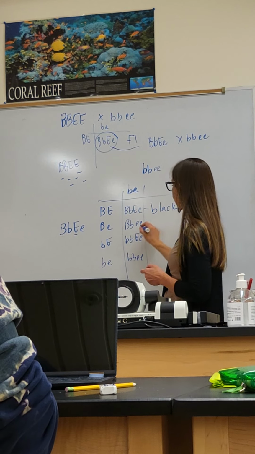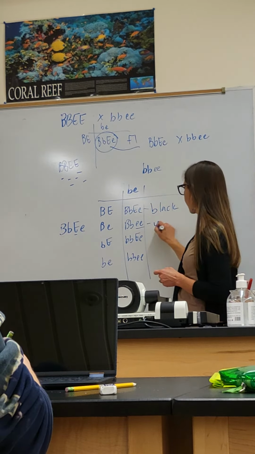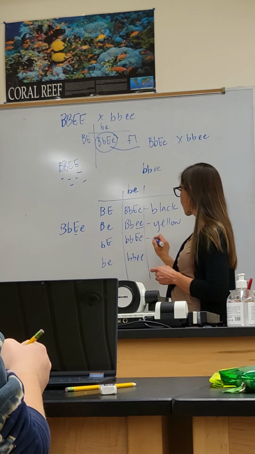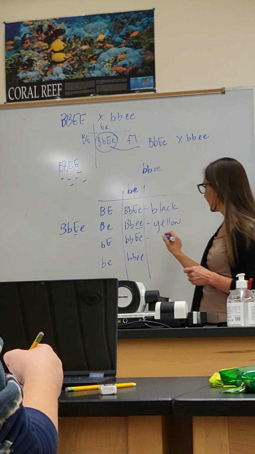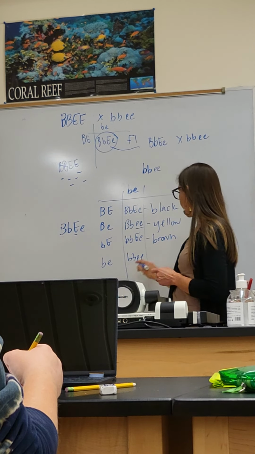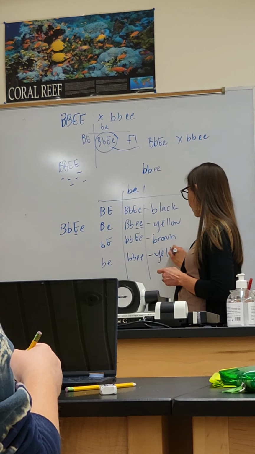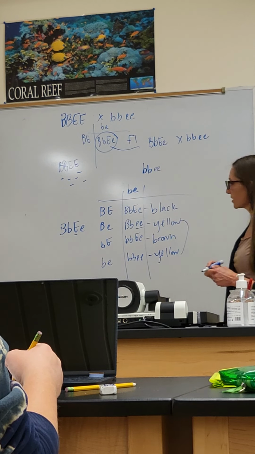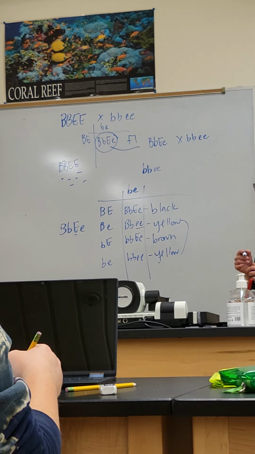This one has little e, so what color is it? Yellow. This is yellow. This one is little b, but it does have one big E. Brown. That one's brown. And then this is little b, little e, so that's gotta be yellow. So we have 50% yellow, 25% are black, 25% are brown.